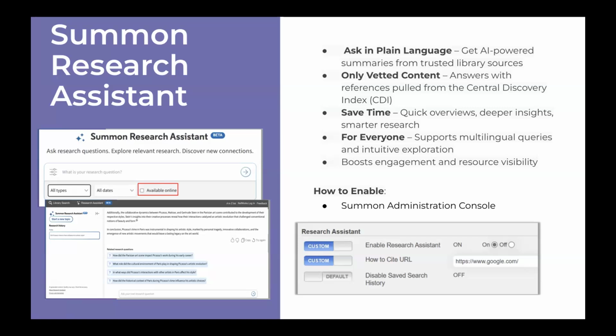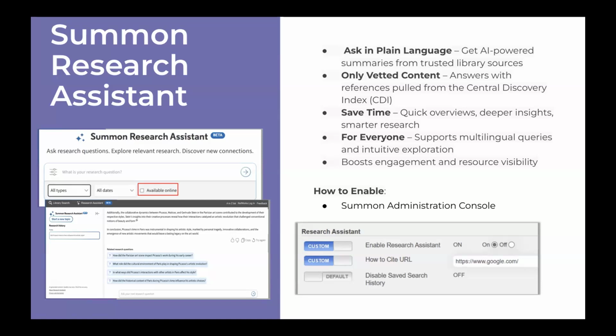so they can explore additionally. And one of the other cool features with the Summon Research Assistant is it gives deeper insights and smarter research. It can give a quick overview, it can help you explore more, and then also research smarter and save some time. This is also multilingual, so it's for everyone. It supports multilingual queries and intuitive exploration. And if you want to activate this at your institution, this definitely boosts engagement, we've seen that, and also resource visibility.